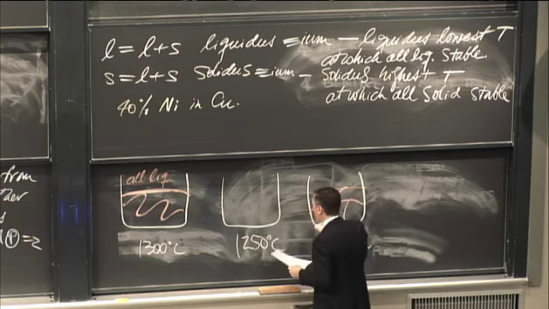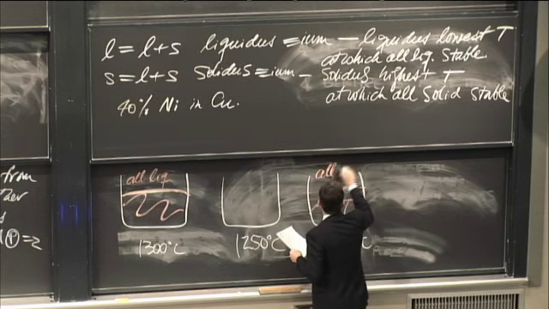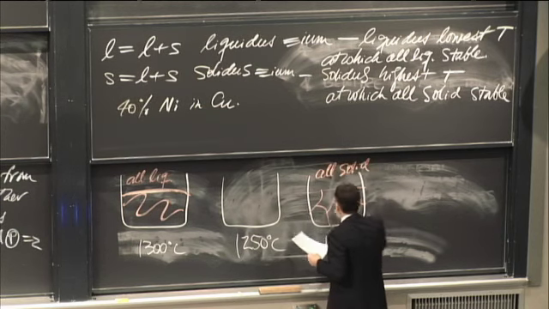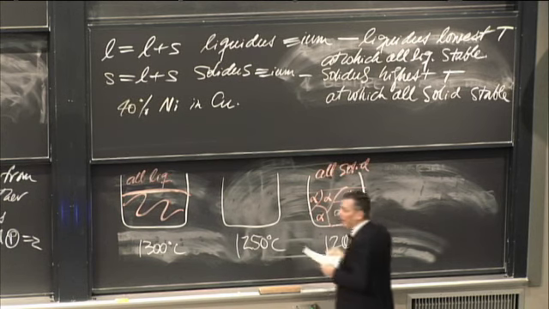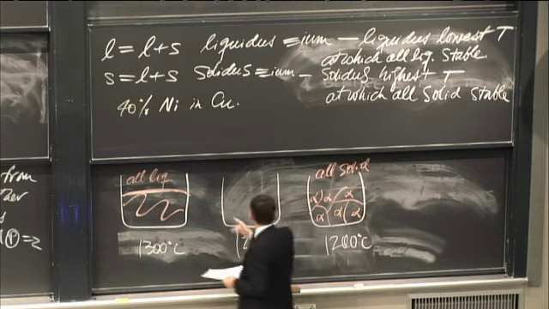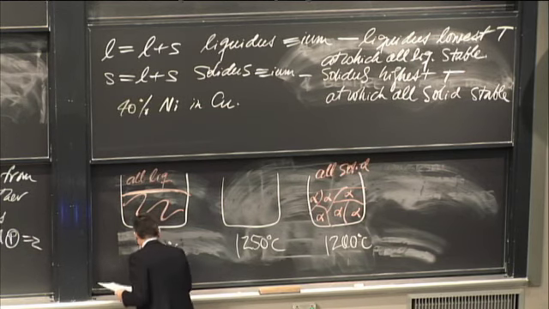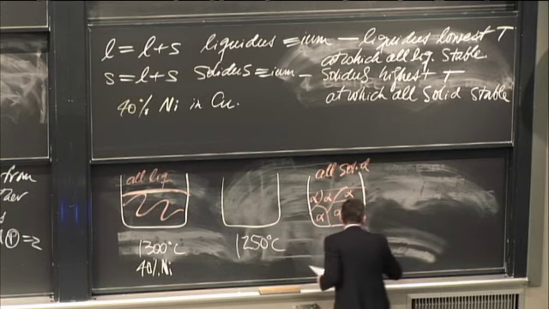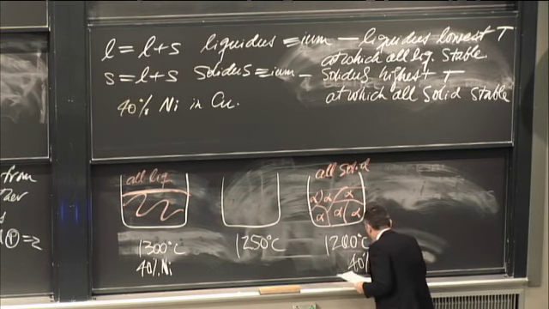And these are all going to be grains of alpha, all solid. All solid, and I'm going to label all of these as alpha solid solution. They all have the same composition, which is 40% nickel in copper. 40% nickel. And these are all 40% nickel.